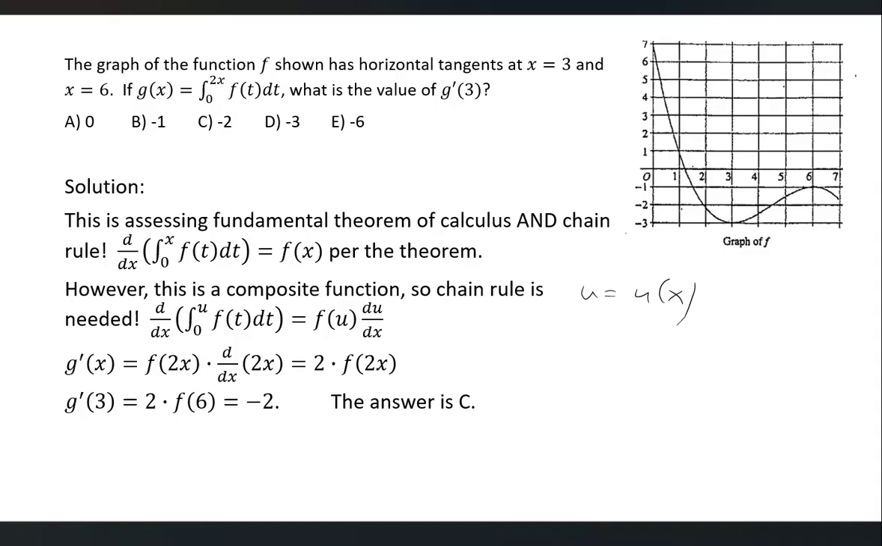So anyway, g prime of x is f of 2x times 2. This is our chain rule. So g prime of 3 is 2 times f of 6, 2 times 3. So we need 6 here. So what is f of 6? We look at the graph. It is at -1, so the answer is -2, which is choice C.